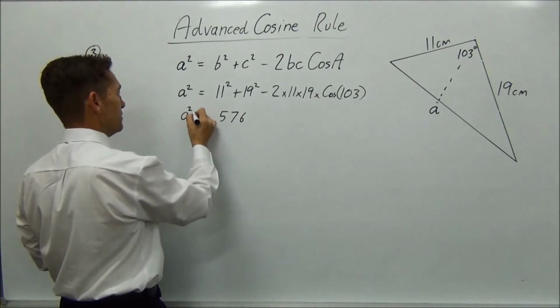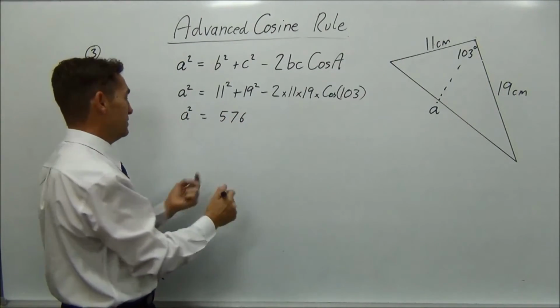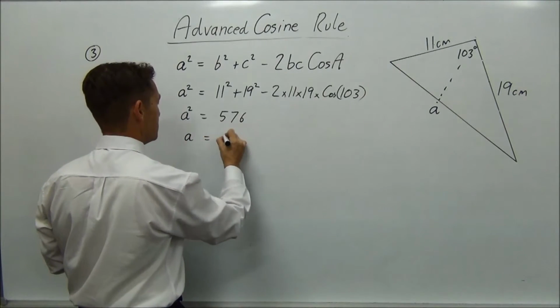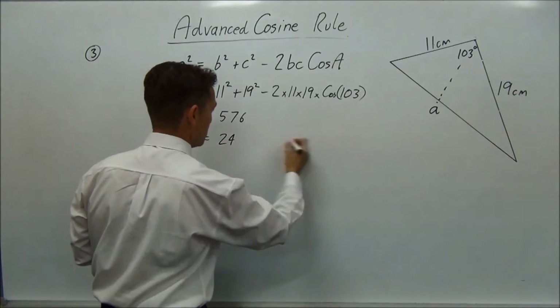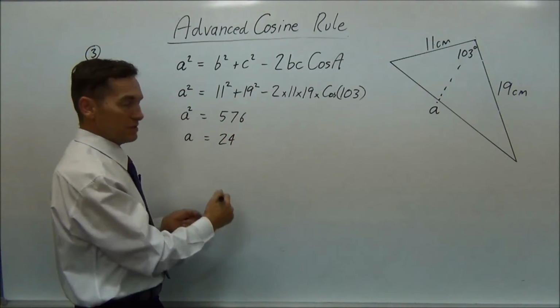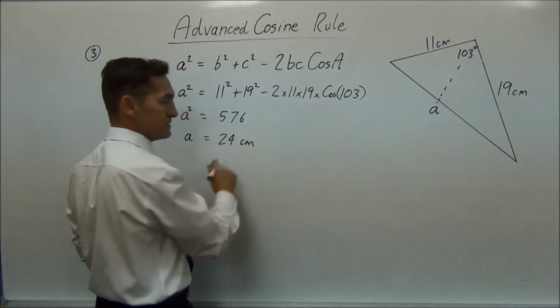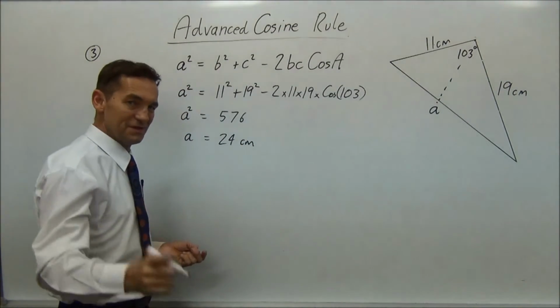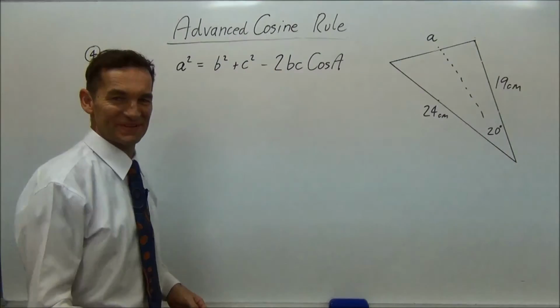What's the answer? Well, obviously you've got to press the square root button on your calculator and you get 24 point and lots of zeros. So pretty close to 24 centimetres. Okay? We'll do another one in a second.